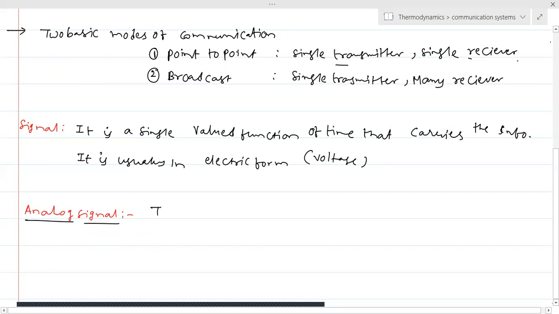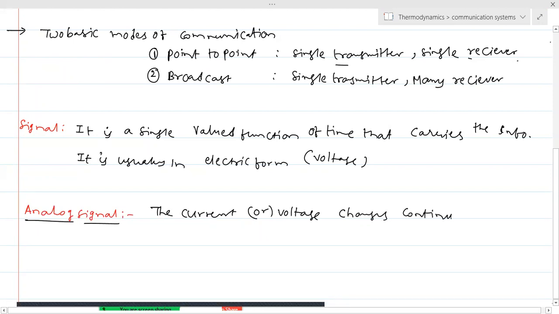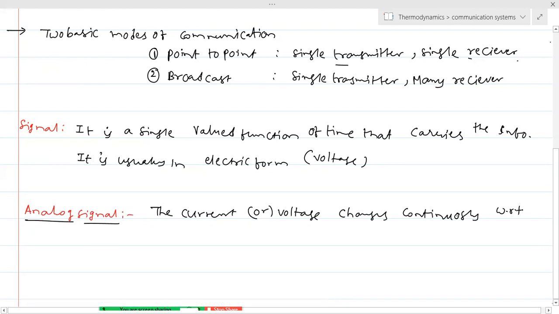An analog signal is the current or voltage which changes continuously with respect to time. Best example is monitoring in the ICU room of a hospital.